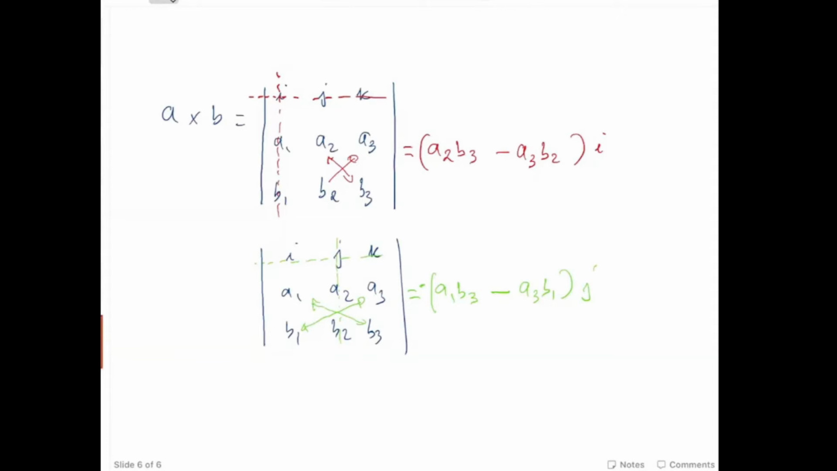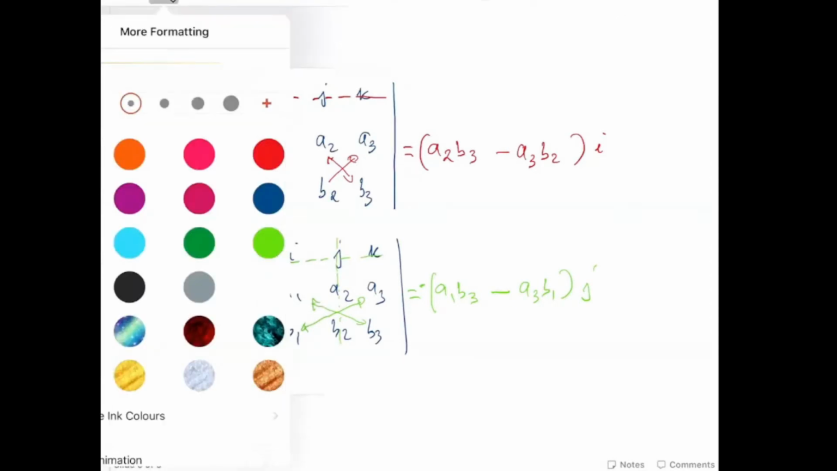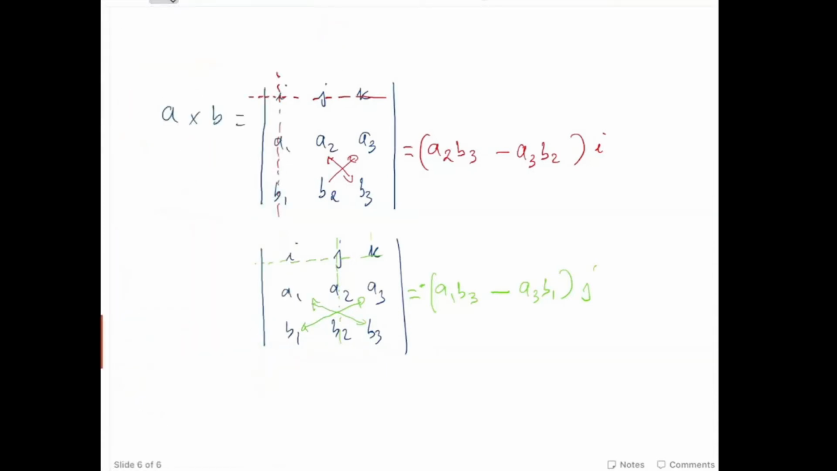And if you apply the same technique with the K, and then when we hide the line of K, what we have left is this one and this one. That means K will be A1 B2 minus A2 B1 K. So that is A cross B.